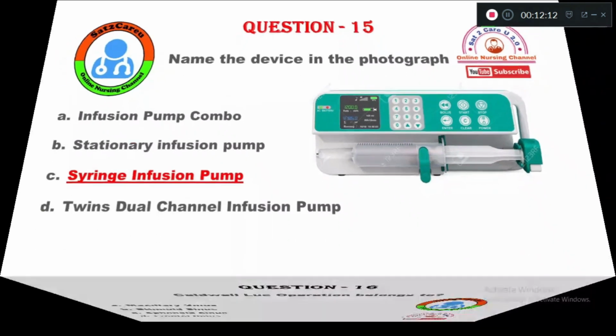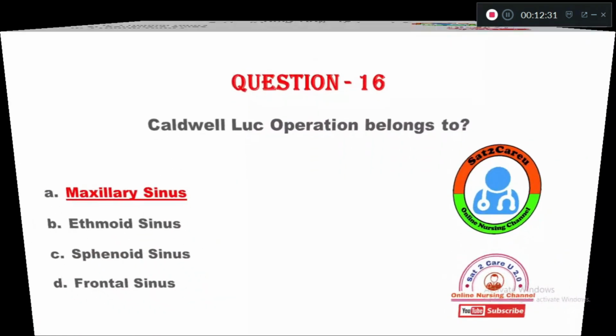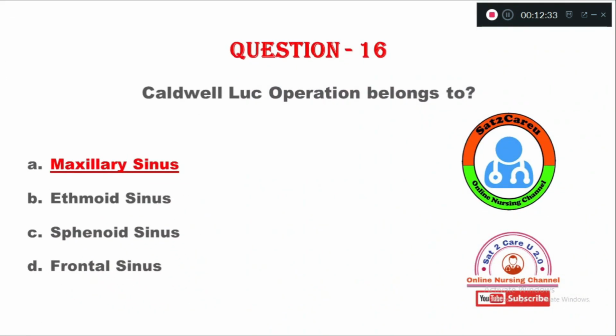Question number 16. Caldwell-Luc operation belongs to option A, maxillary sinus, B, ethmoid sinus, C, sphenoid sinus, D, frontal sinus. So this surgery is done for the repair of option A, maxillary sinus, which is the right answer.